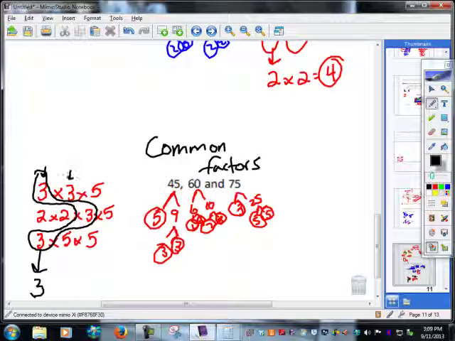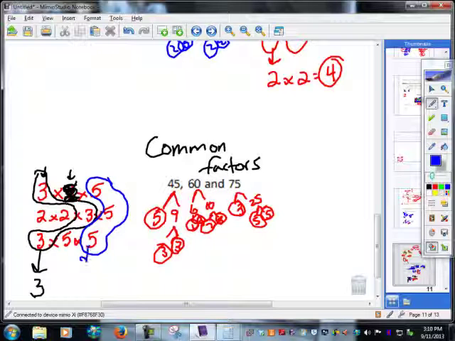I see another 3 here. Now is there another 3 in this row right here? No, neither row. So that one's kind of gone. Let's just forget about it for a minute because it can't be a common factor. So now let's check these 5's. I see 5, 5, 5. Oh, there's another common factor. They have that in common.